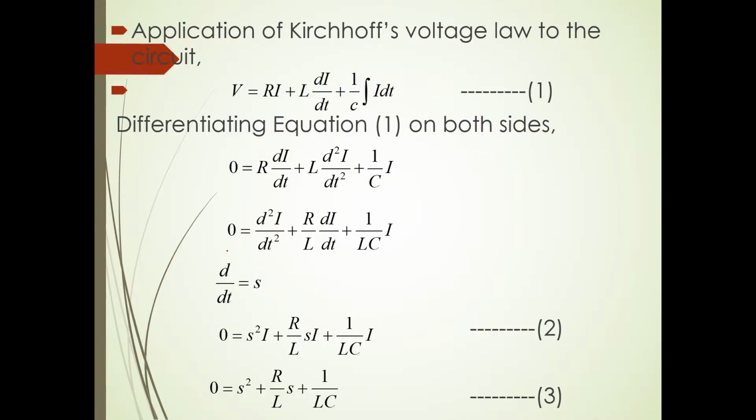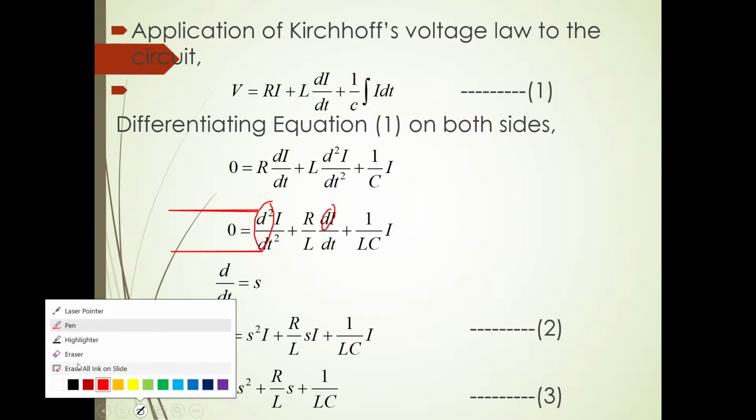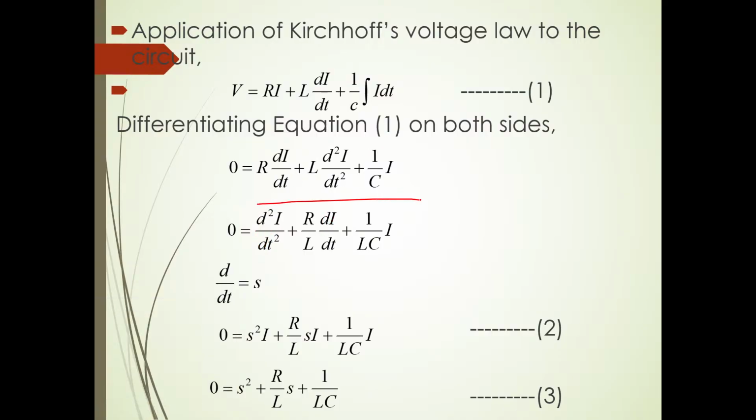So what you will get is that 0 is equal to d square I by dt square plus R by L di by dt plus 1 by LC I. I have written this term first, in the order of the power of the differentiation: second order derivative, first order derivative, no derivative at all. In that order, I have rearranged the above equation terms. So I have got a second order differential equation here.